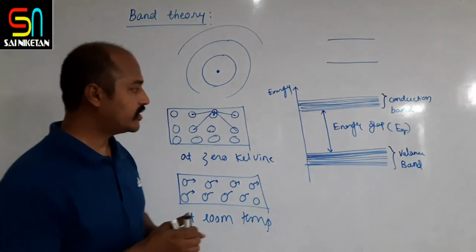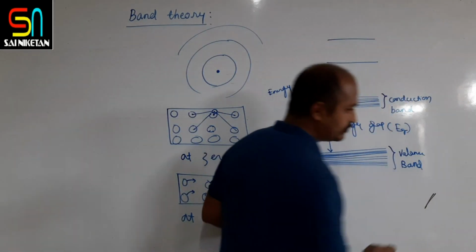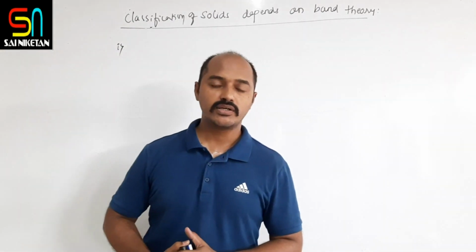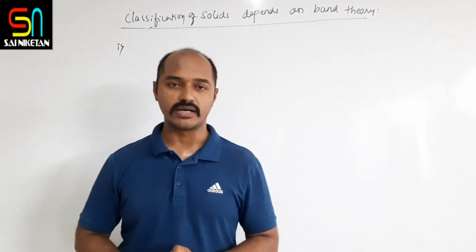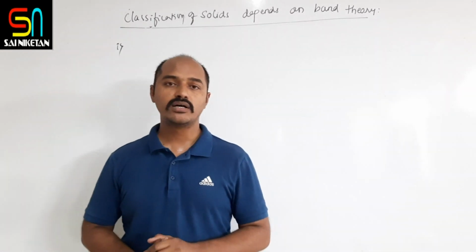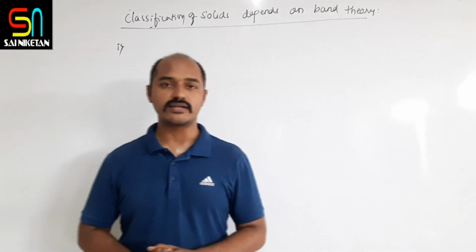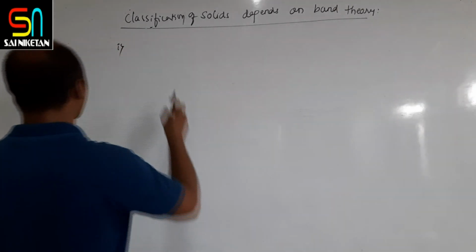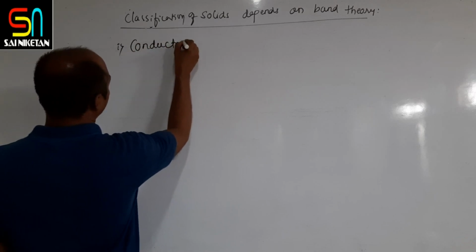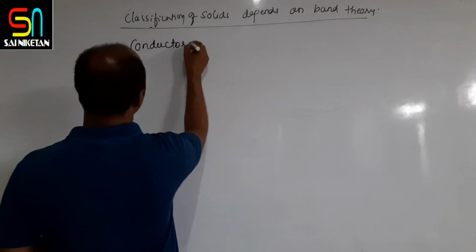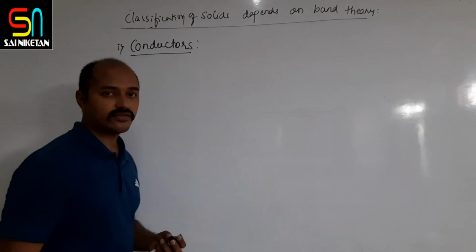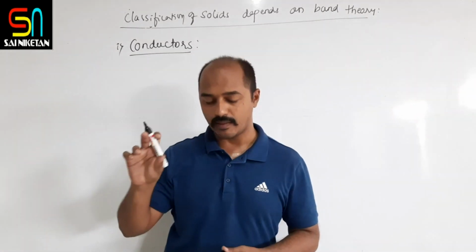So we will see the classification depends upon this. Now we have a clear picture about the valence band and the conduction band. Depending upon the distance between the valence band and the conduction band, we classify solids as conductors, insulators and semiconductors. Let us see the first one, the conductors. How can we classify solids? It depends upon the band theory, the gap between the energy bands.